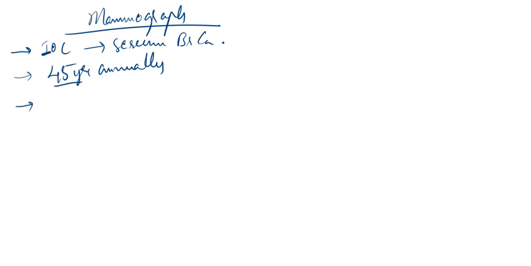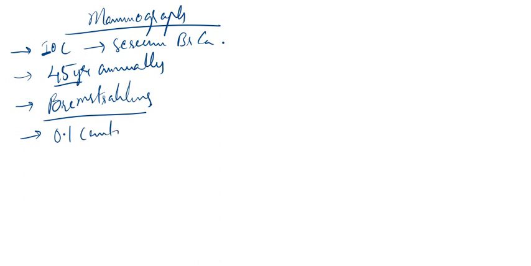Now just remember the name of the X-rays that is used, that is Bremsstrahlung X-rays. It is Bremsstrahlung X-rays. Now what is the amount of radiation that is being exposed? That is 0.1 centigrade per study.